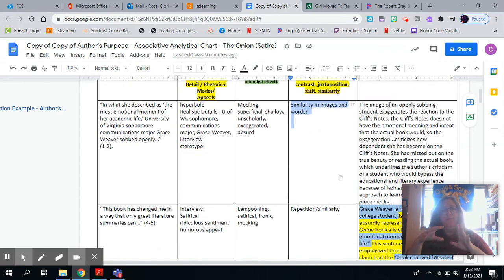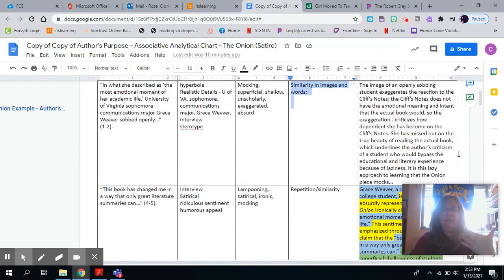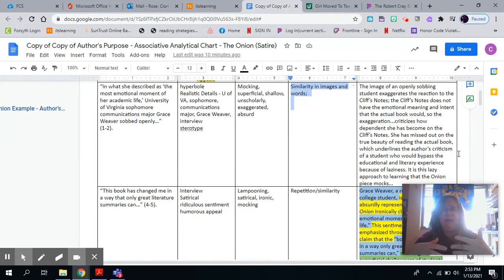And so I look at this chart more as how this thing works in the piece as a whole. So similarity in images and words is what I'm seeing. Like the idea of this girl being emotionally reactive to the Cliff's Notes. That image keeps popping up. She keeps saying these overly silly, absurd, hyperbolic things about the Cliff's Notes themselves. So there's this similarity, this pattern of that happening. Okay. And so when you practice your analysis, this is kind of what you should be doing.